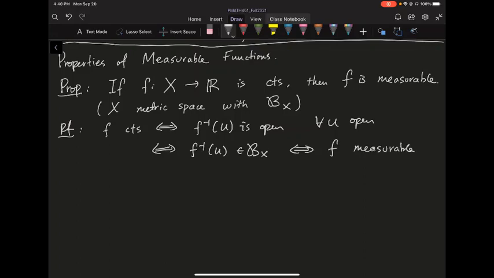Well, I shouldn't say the other direction. It should imply that f is measurable. All right, so that's quite simple.